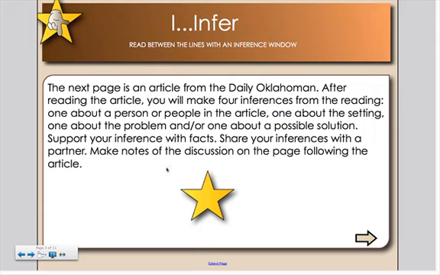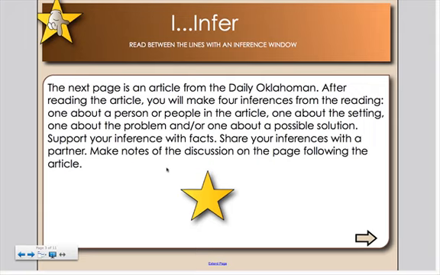Okay, so I for infer. Let's read between the lines with an inference window, but using newspapers. The next few pages is an article from the Daily Oklahoman. After reading the article, you will make 4 inferences from the reading. One about a person or people in the article, one about the setting, one about the problem and/or about a possible solution. Support your inference with facts.